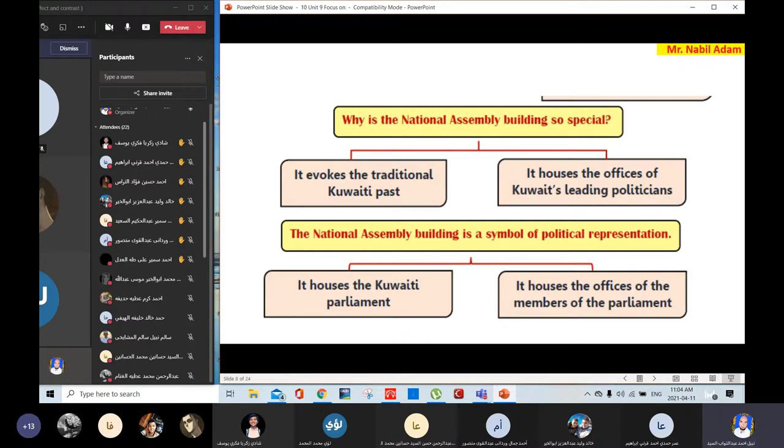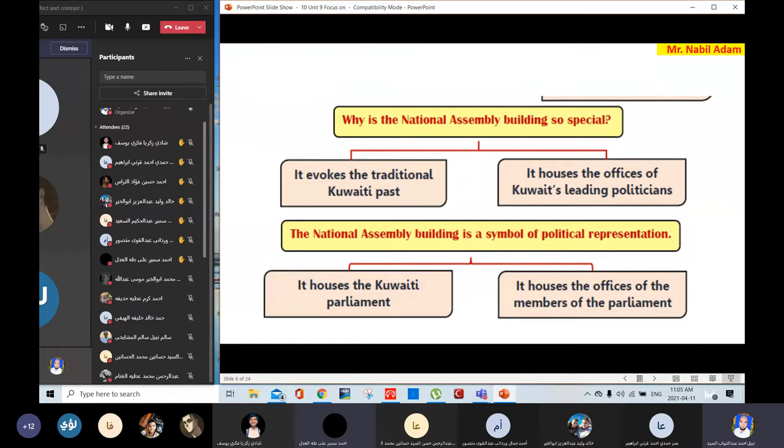How is the National Assembly building a symbol of political representation? Ahmed Samir? It houses the Kuwaiti parliament and that houses the offices of the members of the parliament.